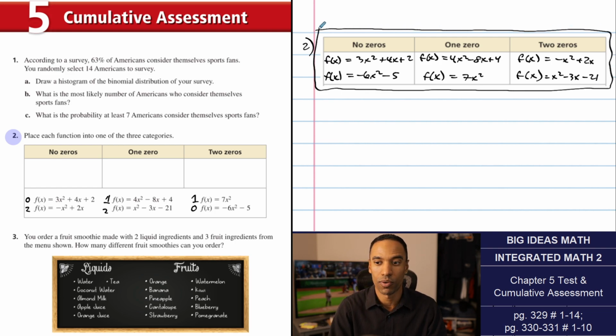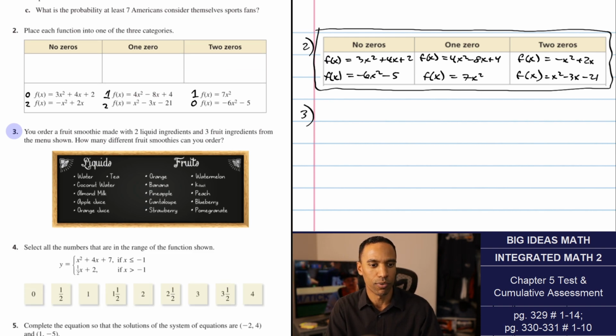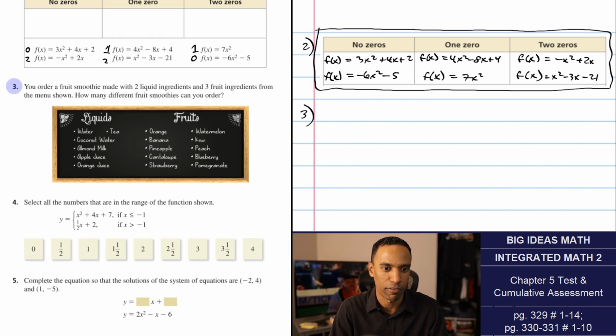Was it under 4 minutes? I have no idea. Number 3. Surely some of these must be faster. You order a fruit smoothie made with 2 liquid ingredients and 3 fruit ingredients from the menu shown. How many different fruit smoothies can you order? So this should be faster.